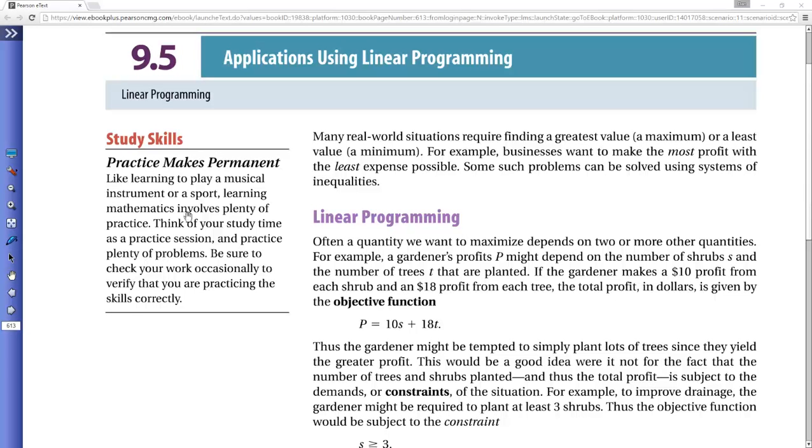Chapter 9, Section 5, Applications Using Linear Programming. So we've actually done applications with linear equations and looked for specific ordered pairs to be solutions to two linear equations and those kinds of things. Well, when we get into inequalities, there's a lot of things that can happen.